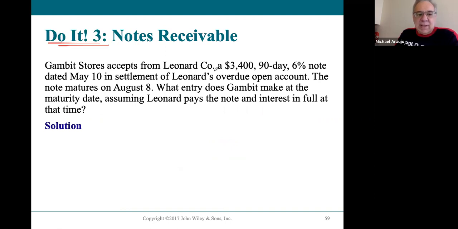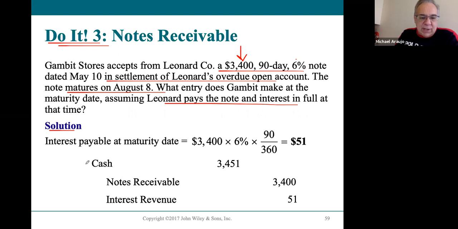Okay, so in this case here, your do it exercise has a 90-day note for $3,400 at 6%. And it's in settlement of an overdue account. So that's a note receivable to pay an accounts receivable. The maturity date of this note is the 8th of August. And so on the maturity date, Leonard pays the note in full. What does Gambit put down on their books? They're going to put down that they received $3,451 in cash.